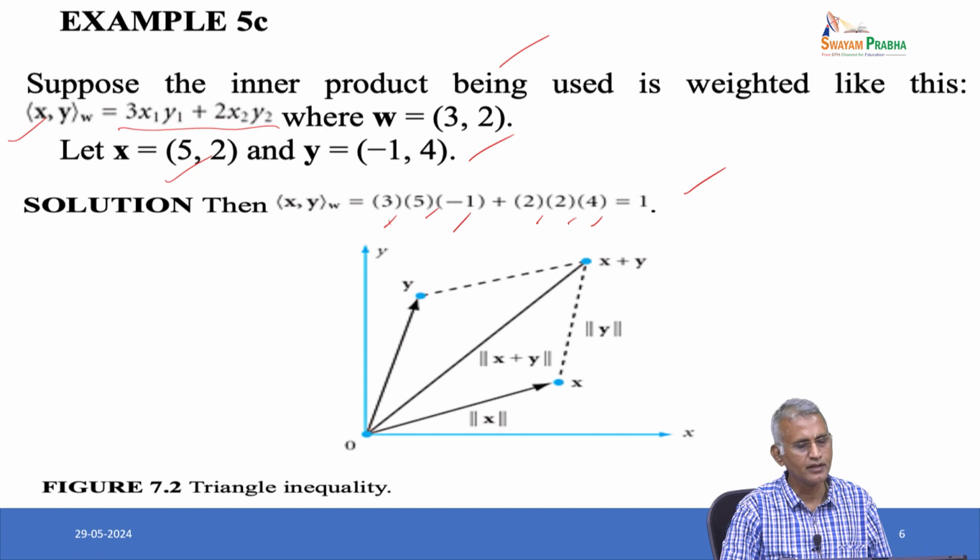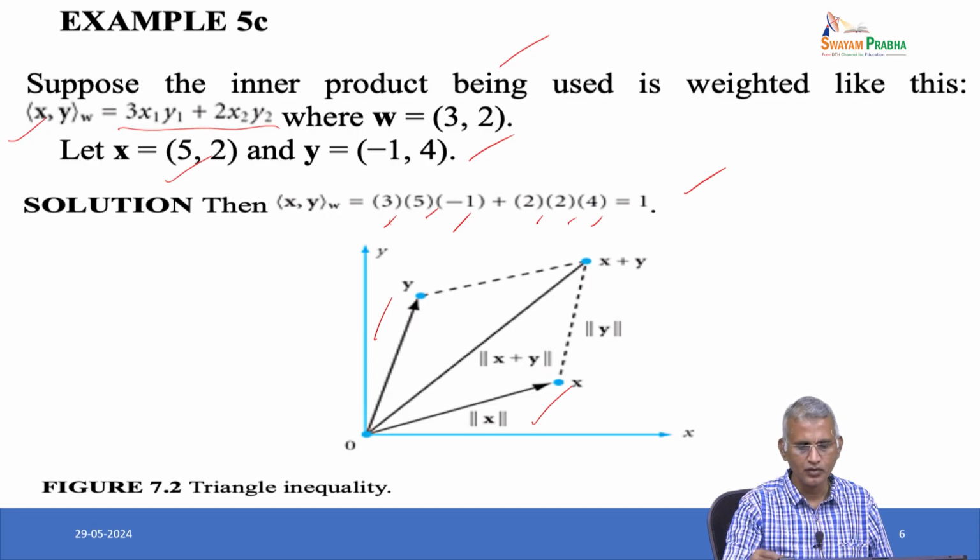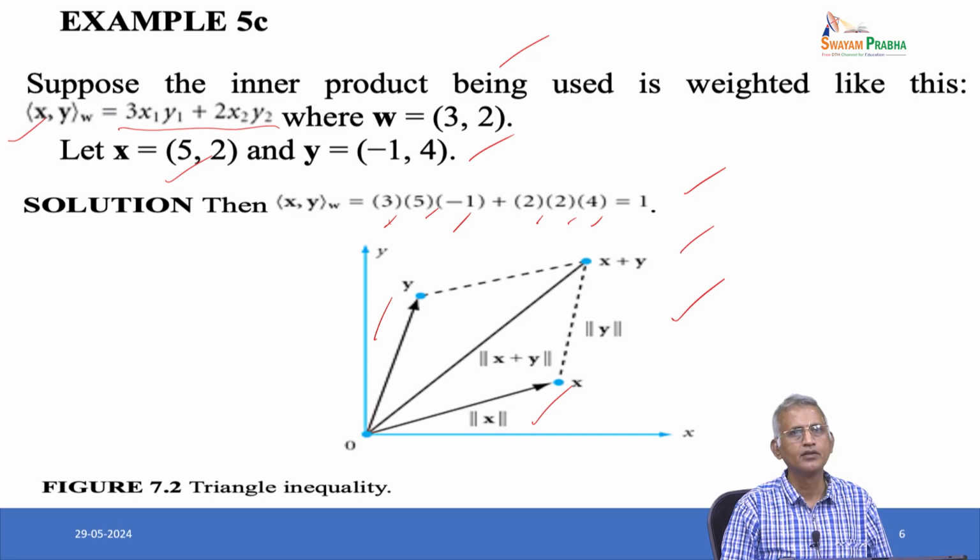The expression is given by the definition of the inner product x comma y subscript W equals 3x1 y1 plus 2x2 y2. Substitute it, and based on the W you can generate with the help of the inner product x comma y. Then take x, find the norm of x and the norm of y, and then add them correspondingly. So x plus y will come. This is based on the triangle inequality. This is the inference we have to learn from this example.